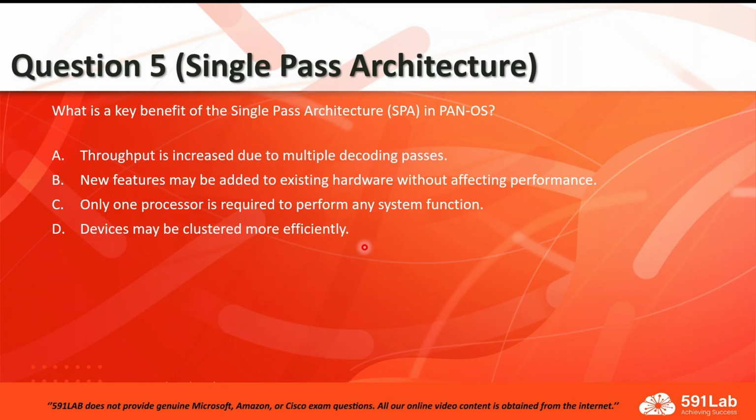With the previous explanations, now we can check which option best suits the benefit of single pass architecture. A. Throughput is increased due to multiple decoding processes. It's not the answer. And B. New features may be added to existing hardware without affecting performance. This is yes. We can improve the performance and the flexibility. And C. Only one processor is required to perform any system function. It's not the answer.